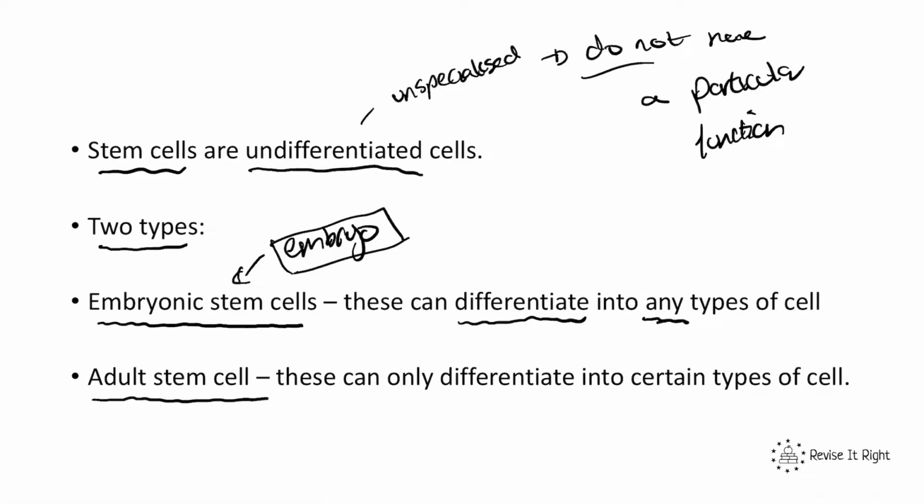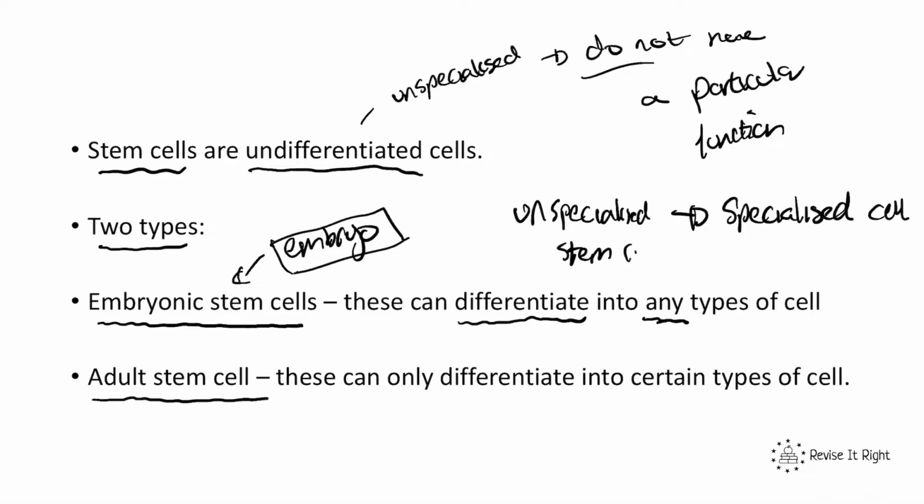You'll remember, hopefully from last video, that when we talk about differentiate, we're talking about the process where an unspecialized cell turns into a specialized cell. So, for example, an unspecialized cell, which would be a stem cell, turning into a nerve cell. That's what we mean by differentiate. So an embryonic stem cell can differentiate into any type of cell that we've looked at, whereas an adult stem cell can only differentiate into certain types of cell.